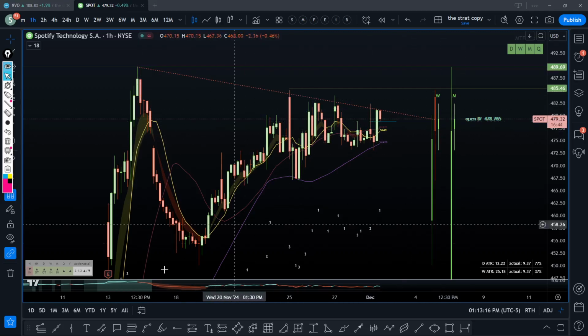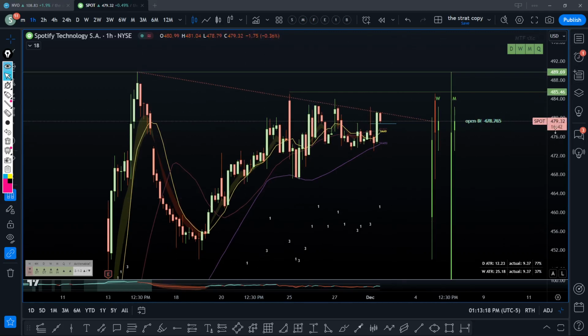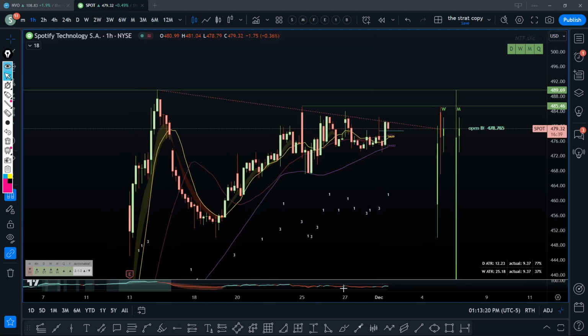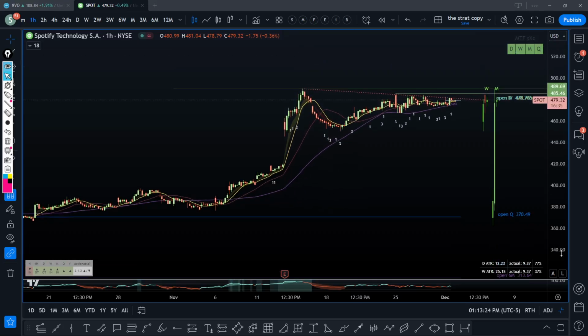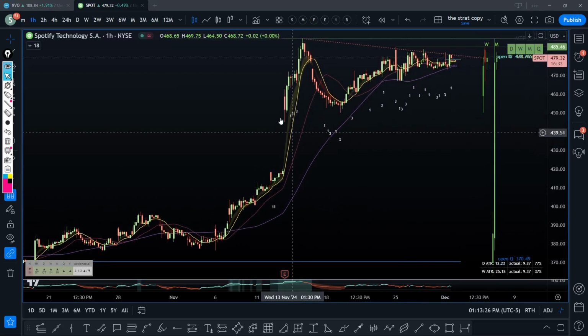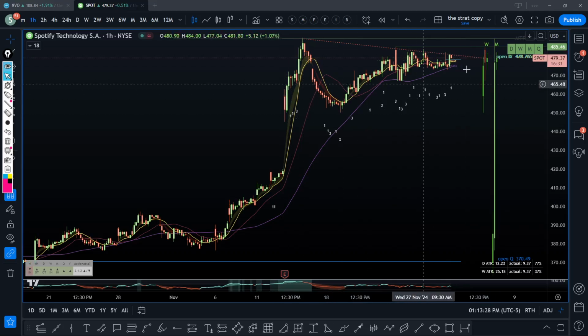So that's how Shopify looks to me. We got a nice kind of flag pattern right there.